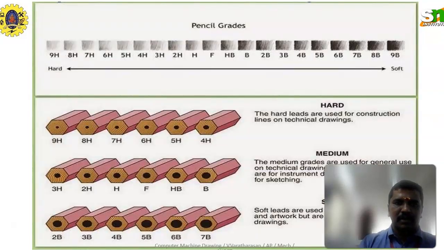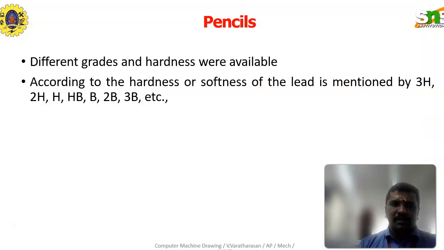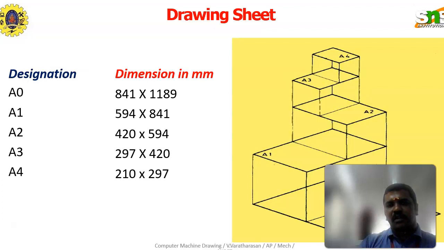It is a very important slide, on how the pencil grade is useful for this particular subject. H pencil, HB pencil, 2H pencil are useful for hard, medium and soft. Different grades of pencil are used: H, HB, 2H, 2B, 3B. Here we are using H, 2H and HB. The main drawing uses the H pencil, the various dimension lines use the 2H pencil, and the HB pencil is useful for writing.